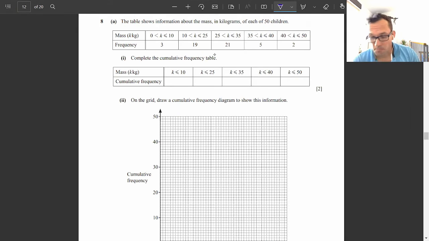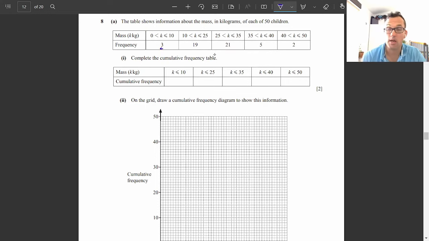Question 8, they give us a grouped frequency table. Let's just make sure we understand it. In the table, there are 50 children, and it shows their mass. So there are 3 children that weigh between 0 and 10 kilograms. That must be the youngest. And it goes up to the oldest, heaviest children. There are 2 of them between 40 and 50 kilograms.